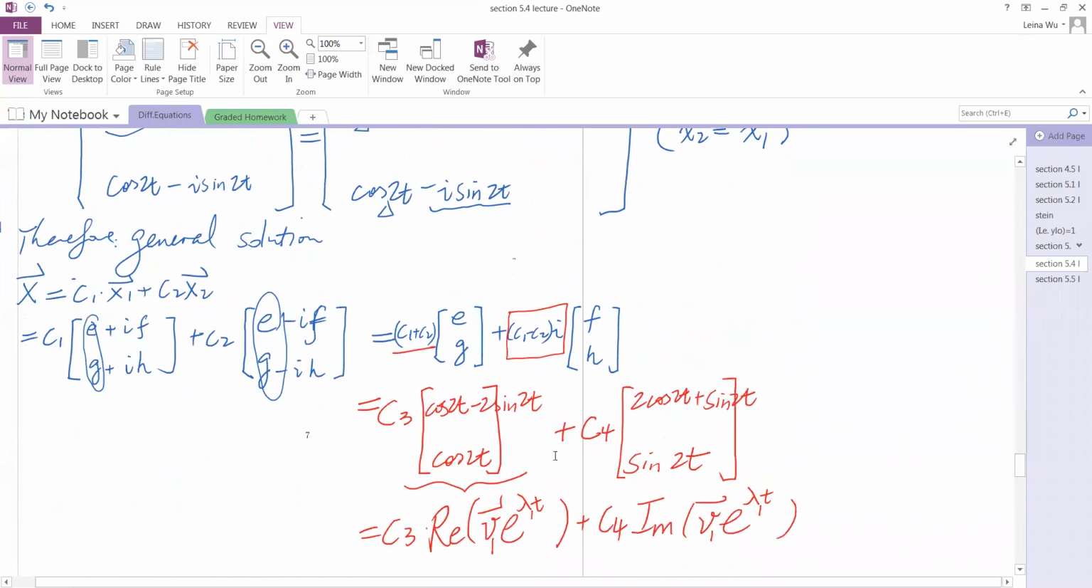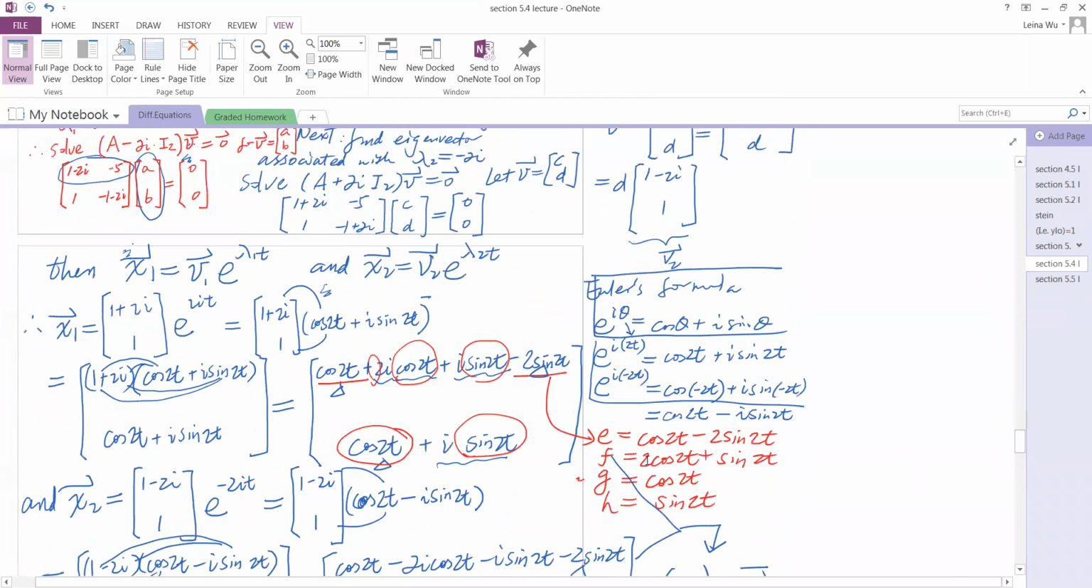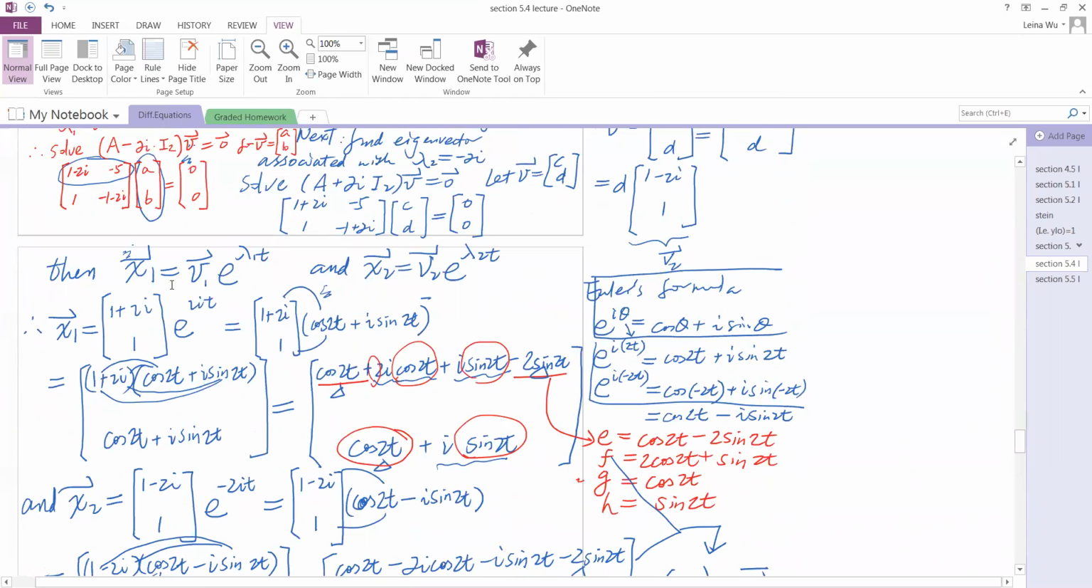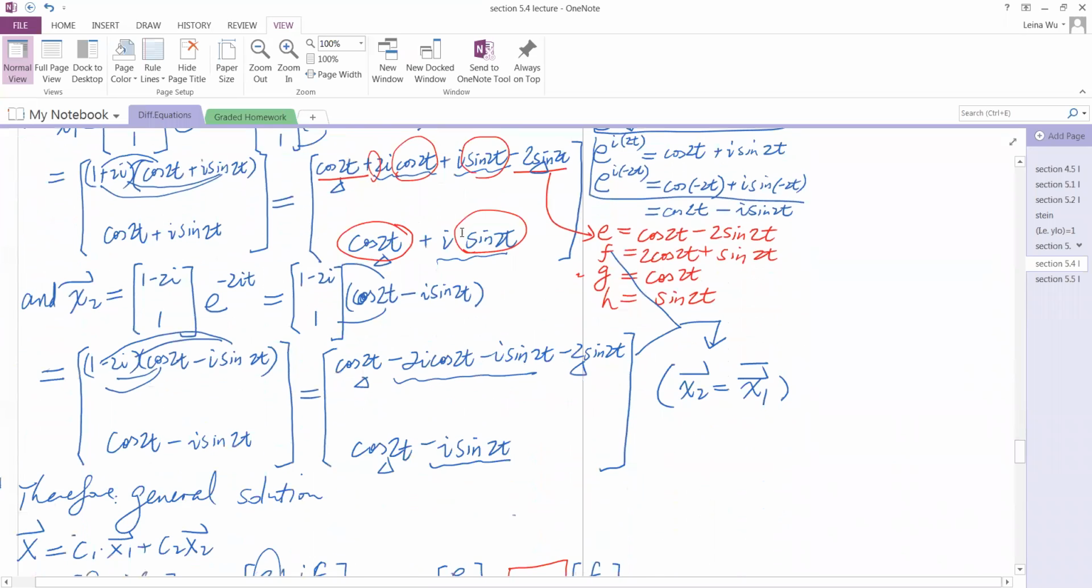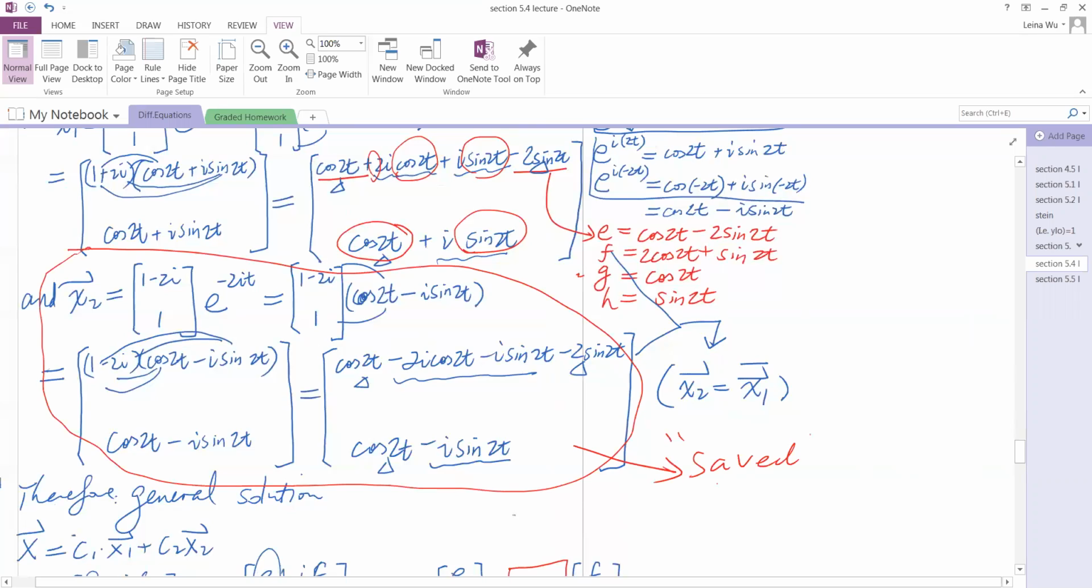Guys, let me just rephrase what I just did. Even though we find x1, x2 by using v1 e raised to lambda 1t and v2 e raised to lambda 2t, we see that x2 will just be the conjugate of x1. So in fact, you can save your time. You don't have to do all of these. Let me just box out the part. In fact, all these parts could be saved.